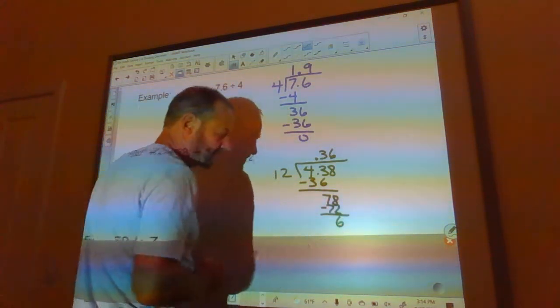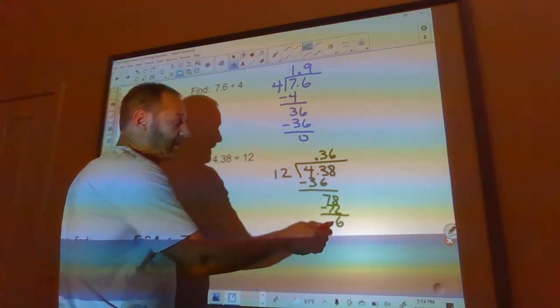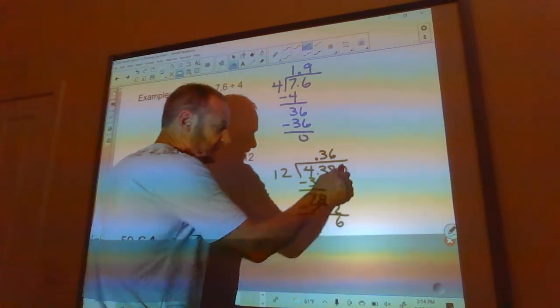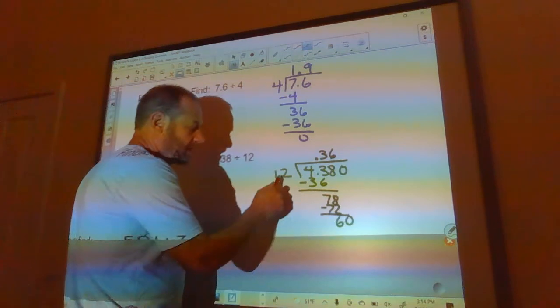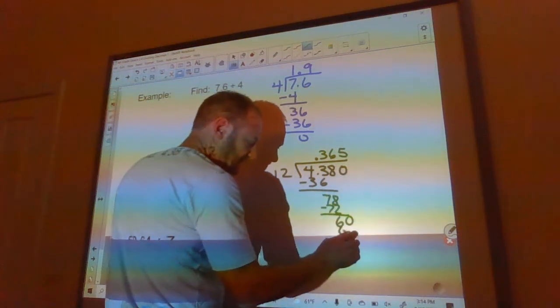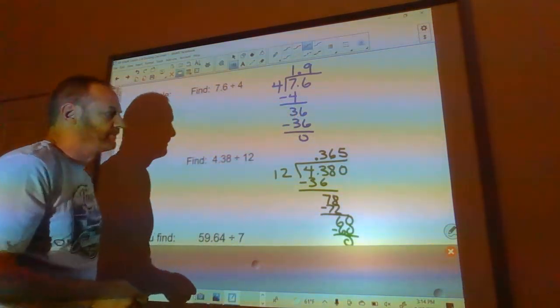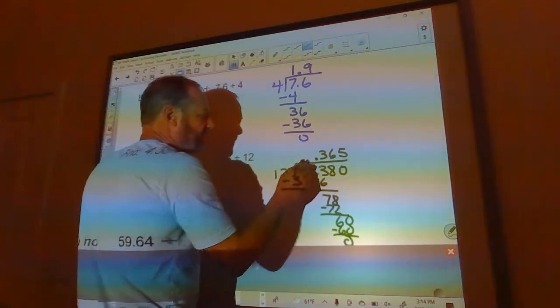Subtract, I get 6. Now, I still have some to go. I got a remainder down here, so what I need to do is put a 0 on the end of this and then drop it down. And 12 will go into 60 5 times, and 5 times 12 is 60, so that's the end of my deal right there. So my answer is 0.365.